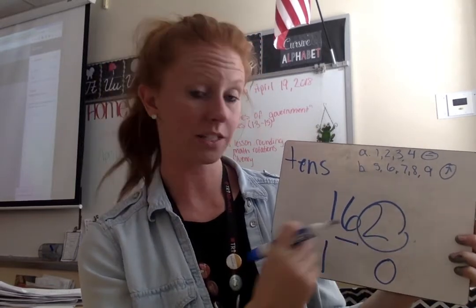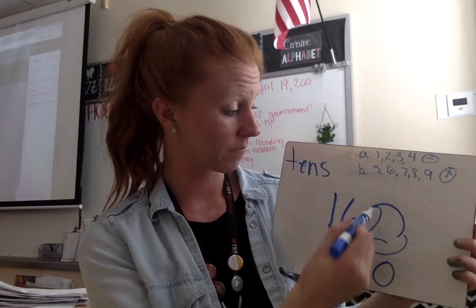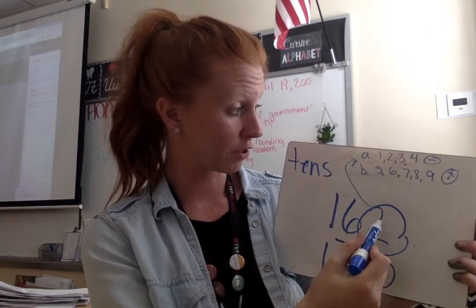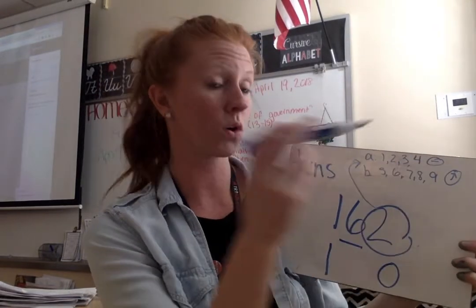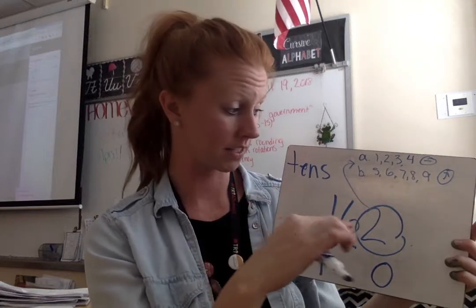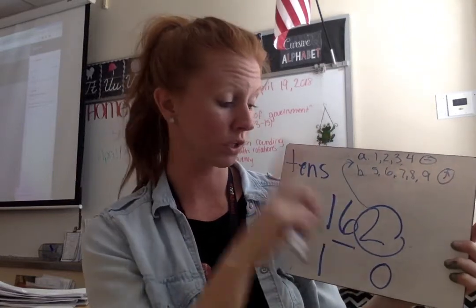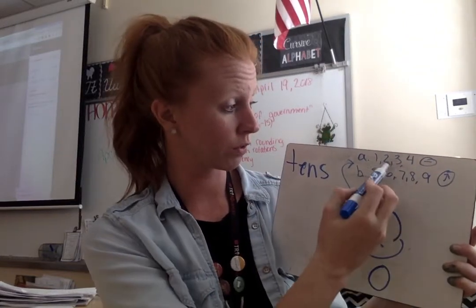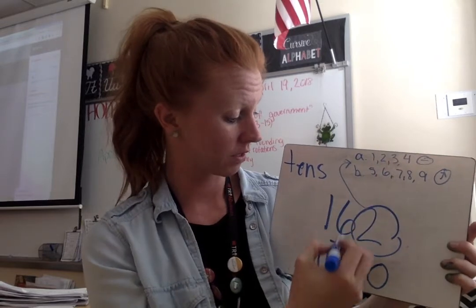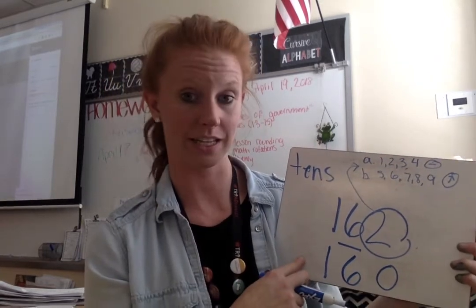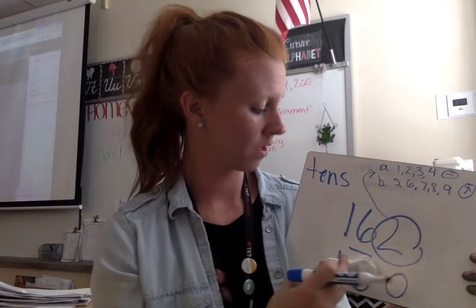All it is, is this number, and this is our boss. If the 2 is a 4 or less, the 6 is going to rest. If the 2 is 5 or more, we're going to raise the score. The 2 is over here, so the 6 is going to rest, so it stays the same. So it's 160.